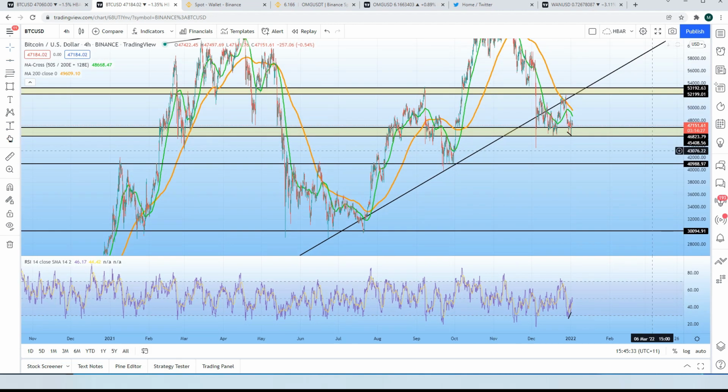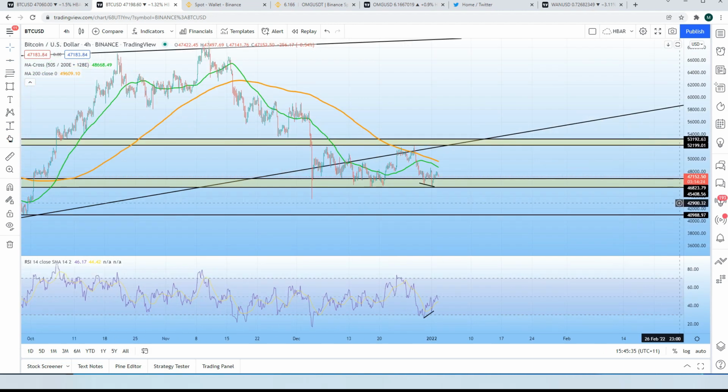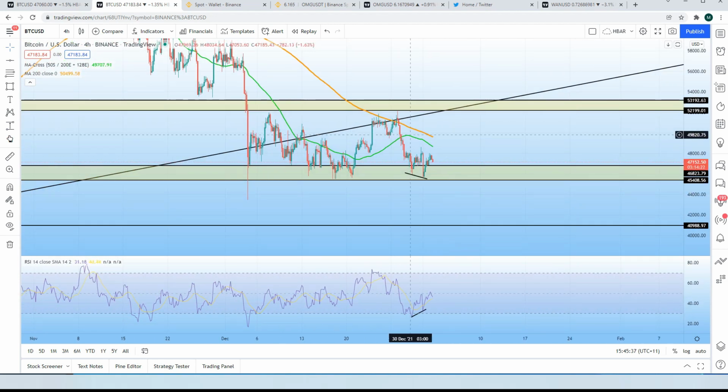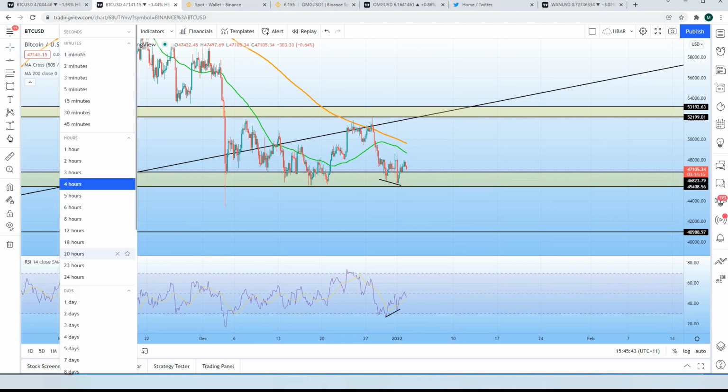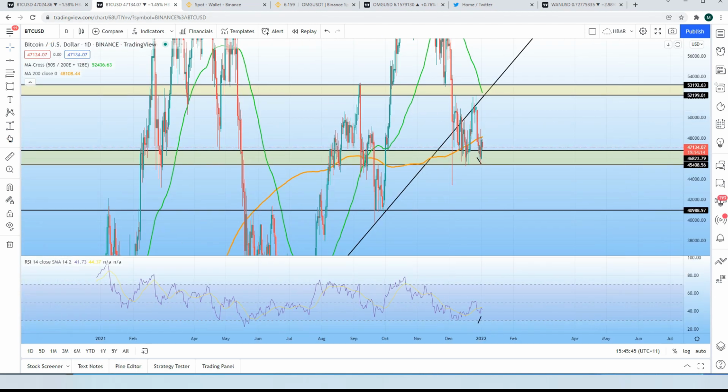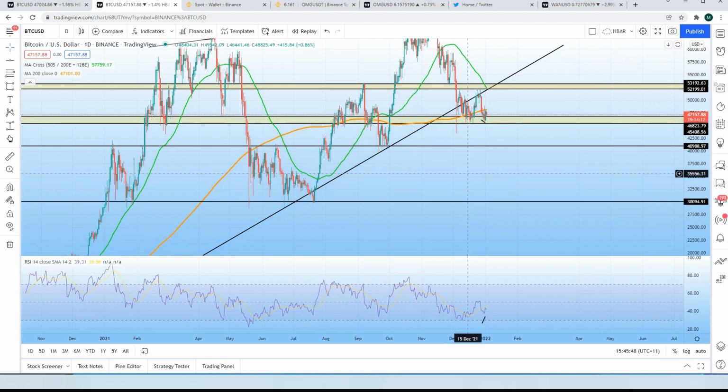So we're between a rock and a hard place right now. Bitcoin is between a rock and a hard place. We're between a critical resistance and critical support, and we're ranging sideways in an overall downtrend. If we go back to our daily, we are in an overall downtrend, with the 200-day moving average acting as resistance, and overall, it's not looking great.